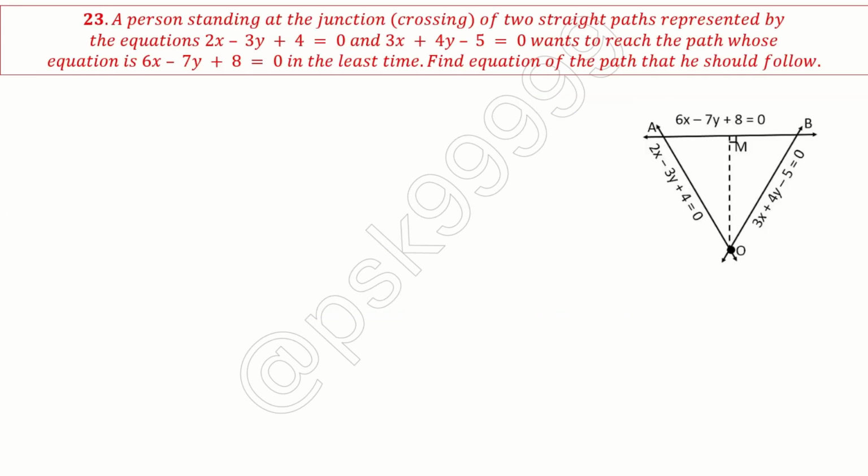Next. A person standing at a junction of two straight line paths represented by equations 2x minus 3y plus 4 equal to 0, and 3x plus 4y minus 5 equal to 0, wants to reach the path whose equation is 6x minus 7y plus 8 equal to 0 in the least time, which means you should travel in the perpendicular direction to this third line.